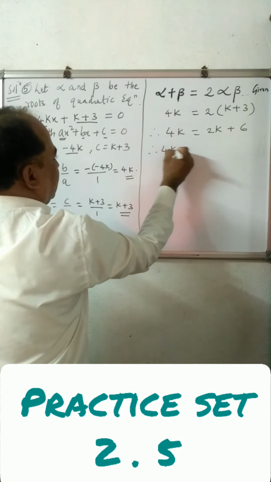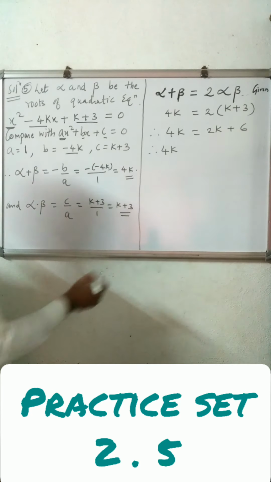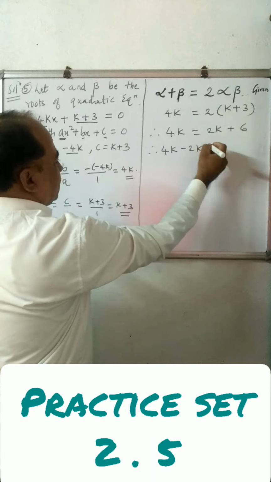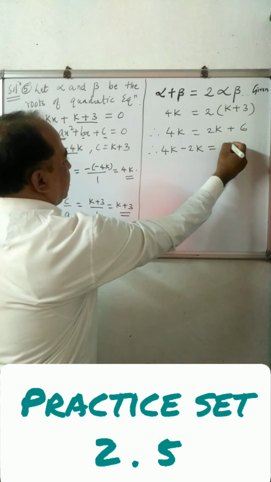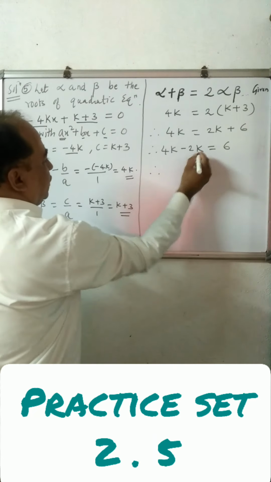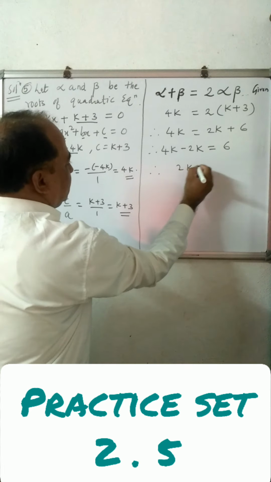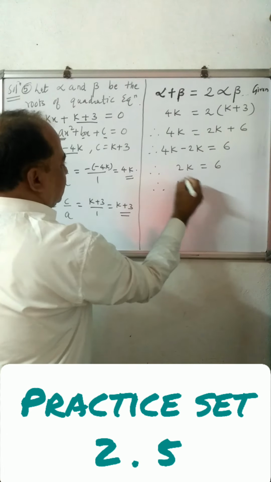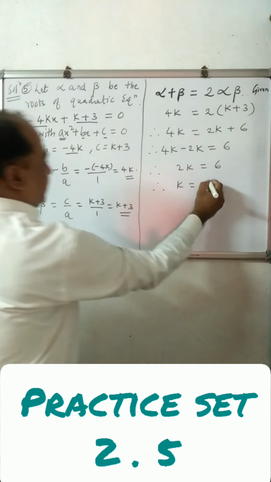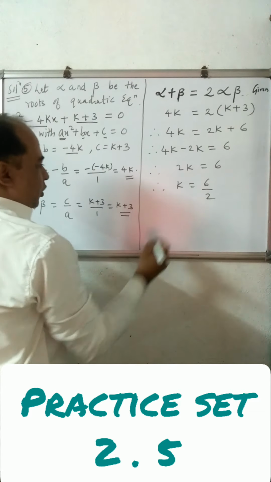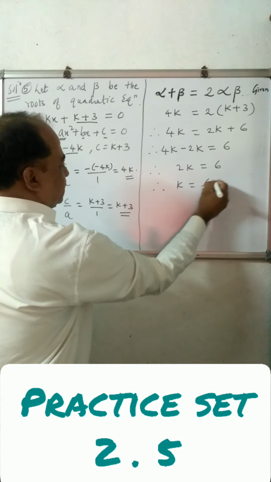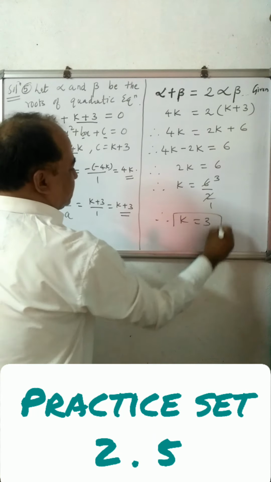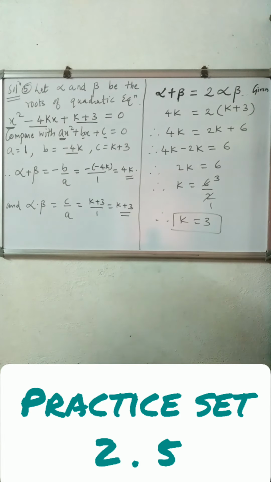Therefore 4k, now take k on one side. On the left hand side, 2k will jump from the right and become minus 2k, is equal to 6. Therefore 4k minus 2k is equal to 2k is equal to 6. Therefore k is equal to 6 upon 2, so 2 will jump and divide the 6. 2 3s are 6. Therefore the value of k is equal to 3.